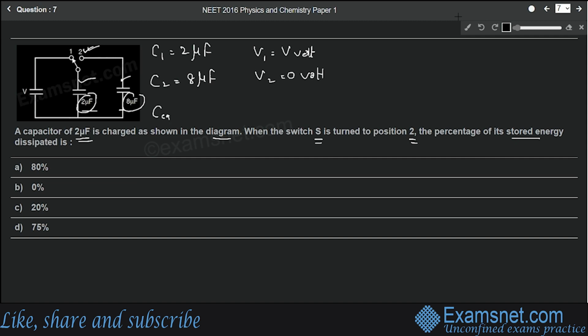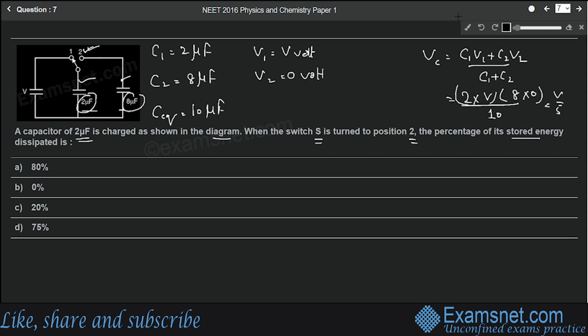So equivalent capacitance will be equal to 2 plus 8, that is 10 microfarad, and there will be some common potential after some time. So common potential is equal to (C1 V1 plus C2 V2) upon (C1 plus C2). Let's find out. C1 is 2 microfarad, V1 is V volt, C2 is 8 microfarad, V2 is 0, and C1 plus C2 is 2 plus 8, 10. So here we get V by 5 volt. So common potential is equal to V by 5 volt.